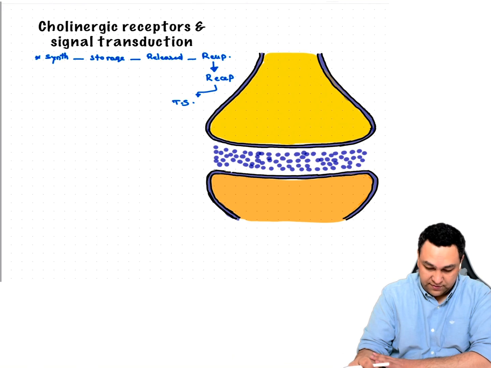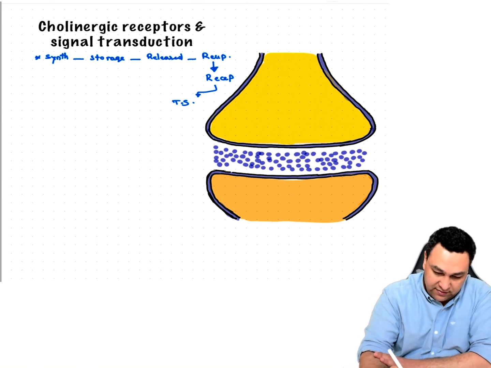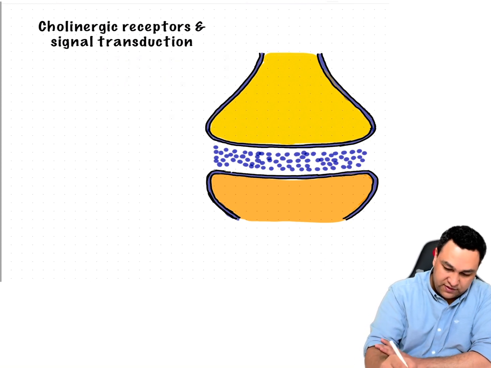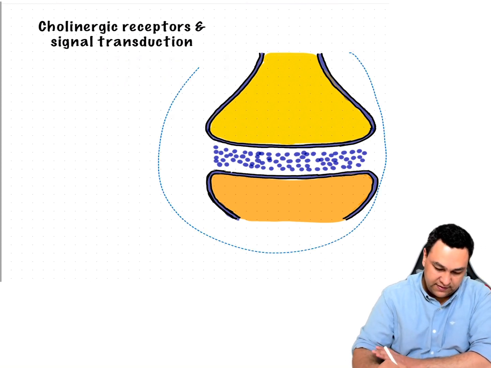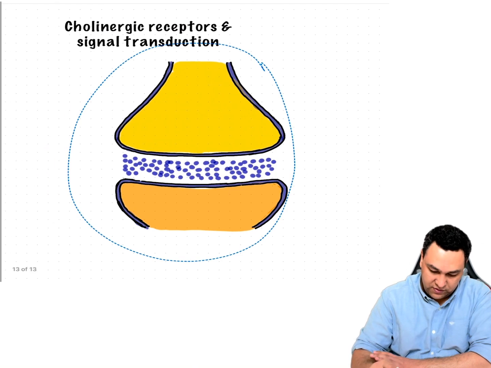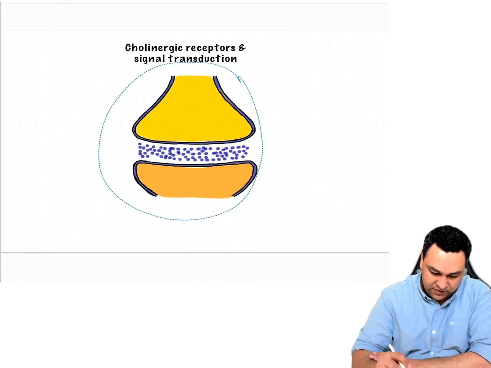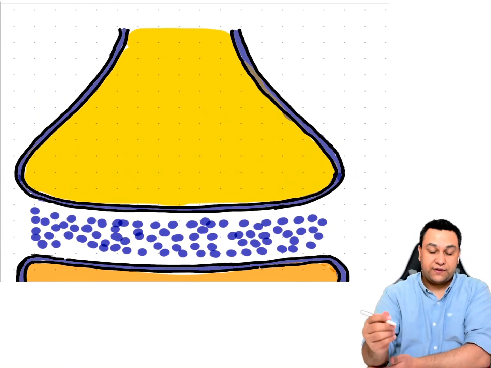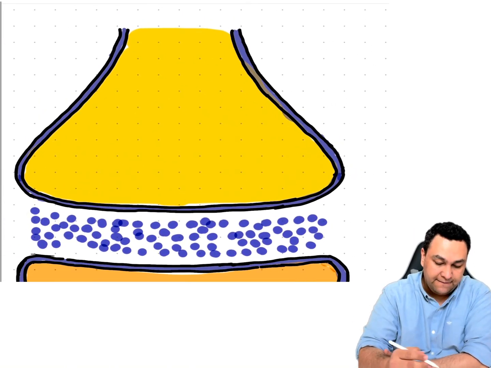So in order to explain the synthesis, let me just clean the board here and move this diagram into the center a bit, so you can see it much better. Okay, this is a presynaptic junction or presynaptic cell.